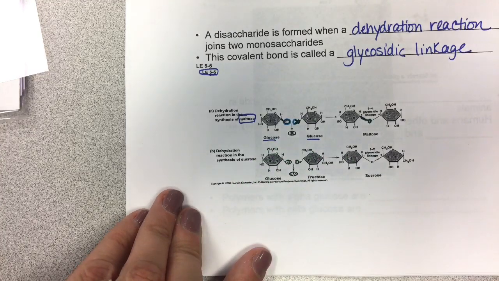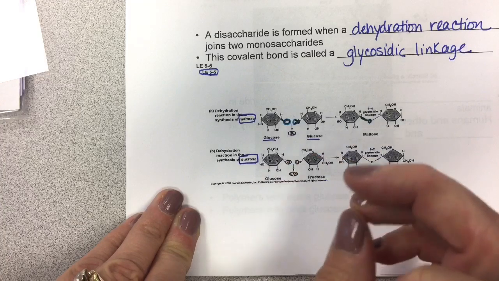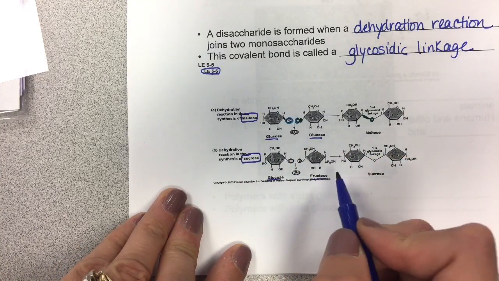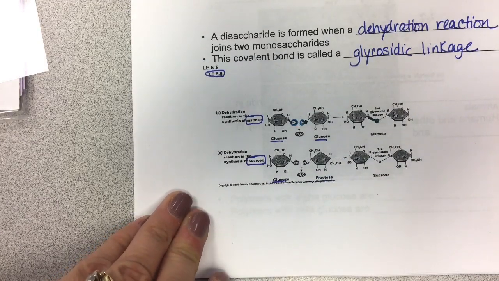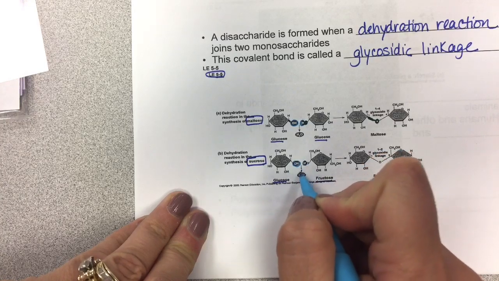And then we look at sucrose. Sucrose is made from two different monosaccharides. It still has a glucose, but it's also fructose. So glucose and fructose. And again, you have an OH and an H that comes off.